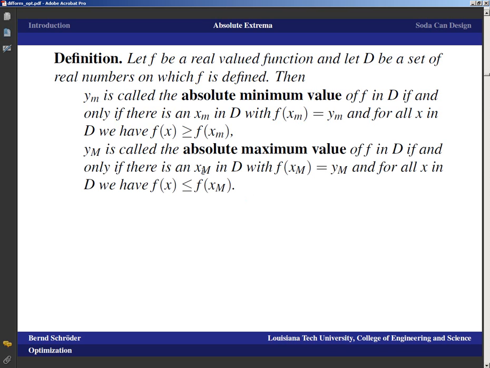An absolute maximum value must be assumed somewhere in the domain, so there's got to be an x_m, so that f(x_m) is y_m.